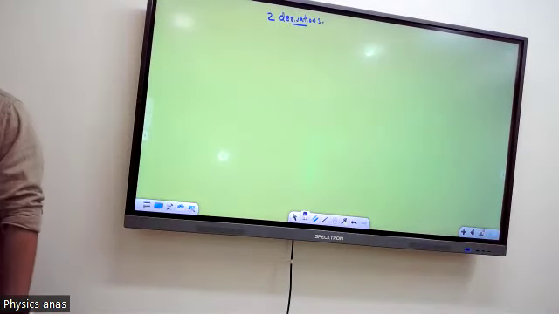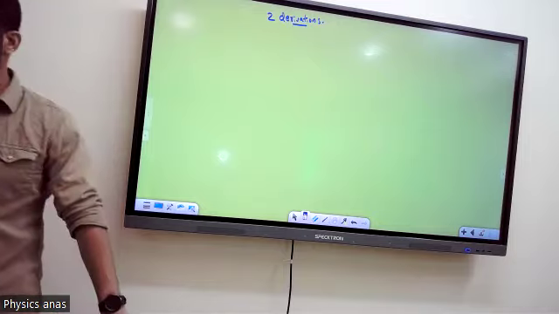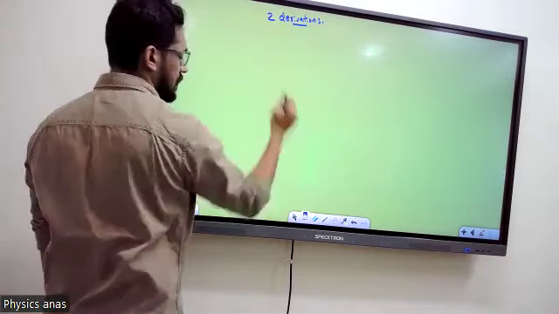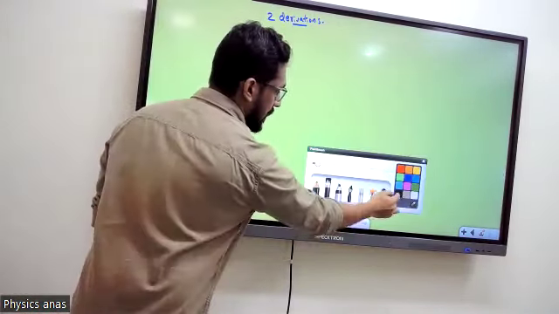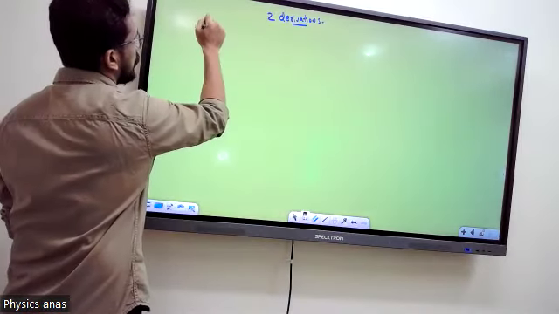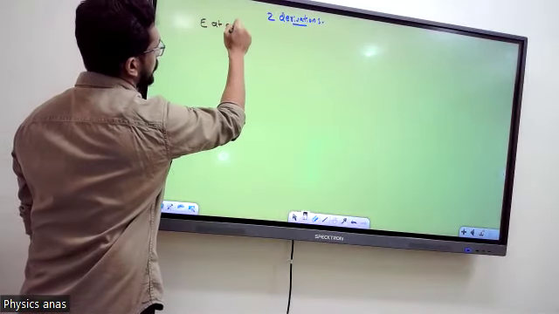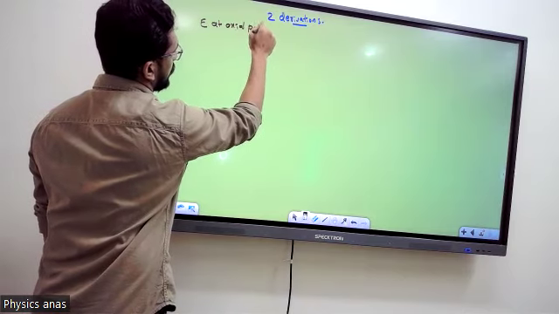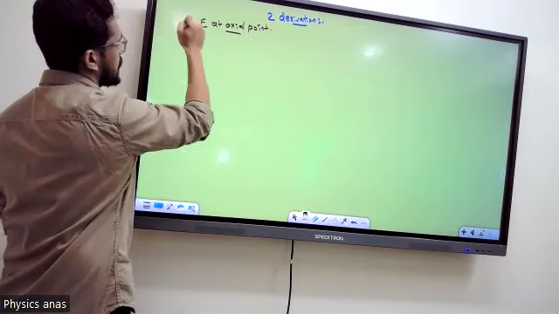What is the first one? Electric field at axial point. That is very simple. I'll quickly show that. Electric field at axial point.